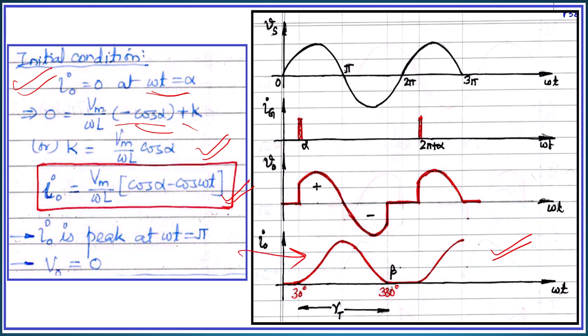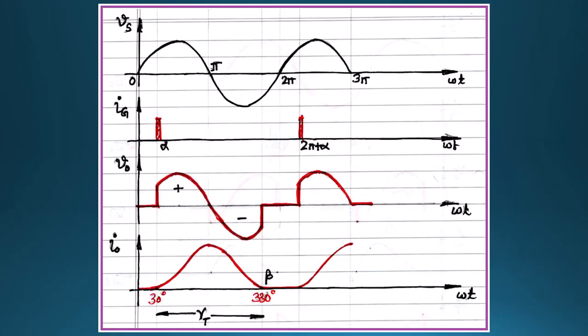देखिए, in this particular diagram, ये आप यहाँ से देख सकते हैं, so that at omega t equal to pi, I naught is at peak value, which is the maximum value, and V naught is equal to 0. जैसा कि मैंने आपको बताया कि V naught is also 0, because this is a pure inductive circuit, the average output voltage is 0.